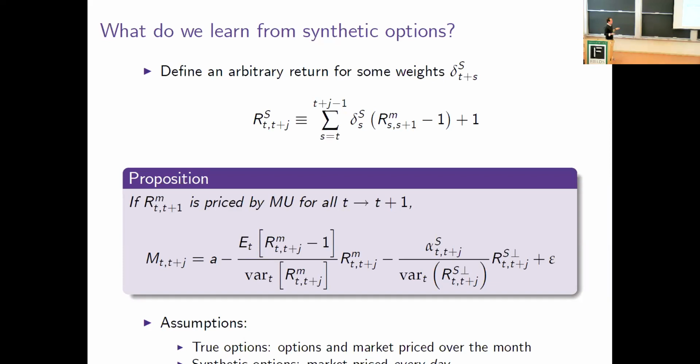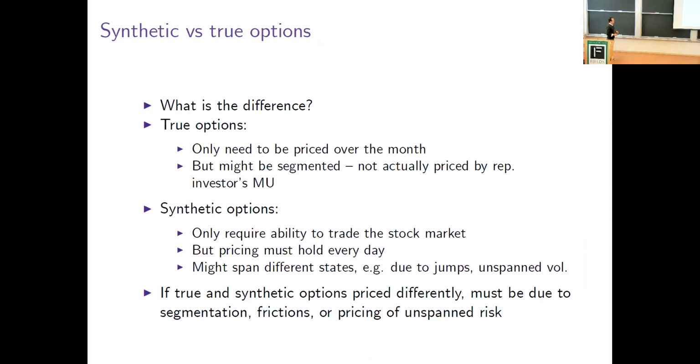So we have these two choices. I could look at true options. I could look at synthetic options. So what's the difference? When I look at true options, I need a relatively mild assumption, which is that I need to think that those options are correctly priced, right, with respect to that marginal utility for the investor that I care about over a 1-month horizon.